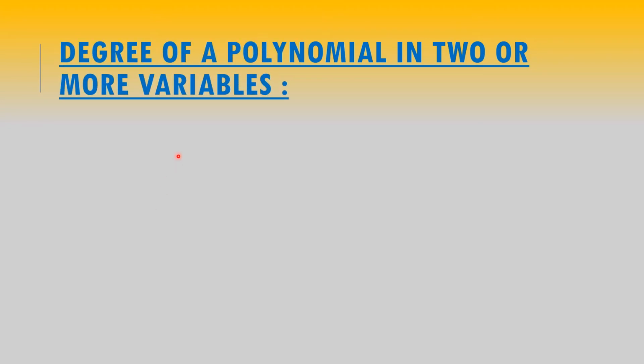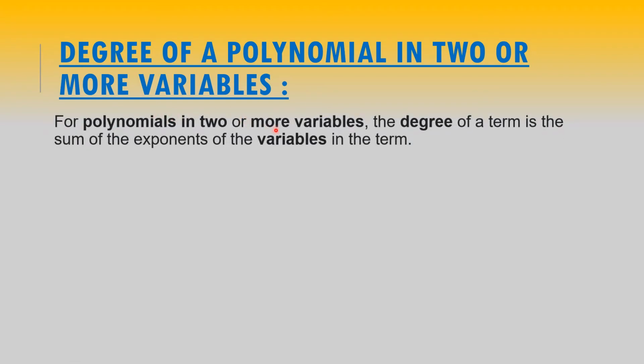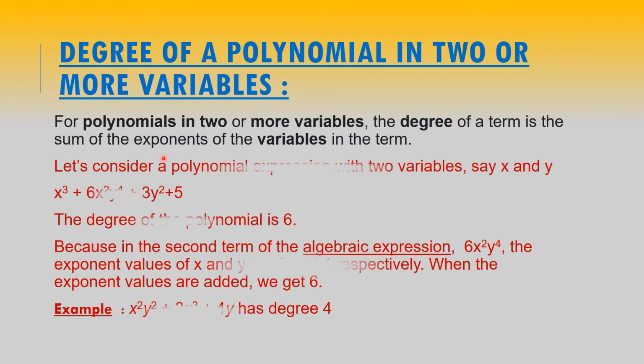Now we all know what is the degree of a polynomial, and what the degree is if there is one variable. So what is the degree of the polynomial in two or more variables, when there are more variables? In the previous case you had only one variable, that is x. Here, if there are two or more variables, that is x, y, z, t in one particular polynomial, then what is the degree of the polynomial? For polynomials in two or more variables, the degree of a term is the sum of the exponents of the variables in the term. Observe the examples.